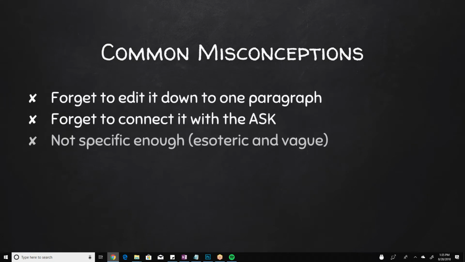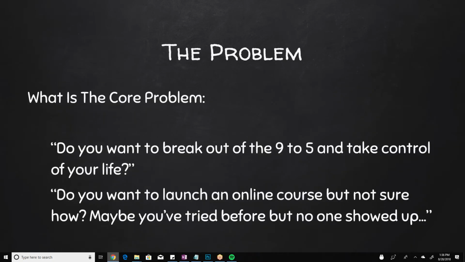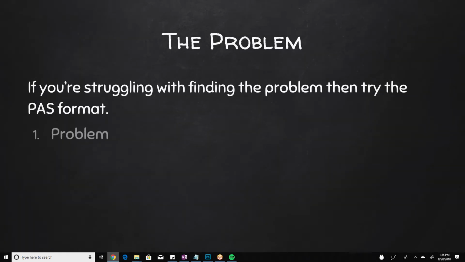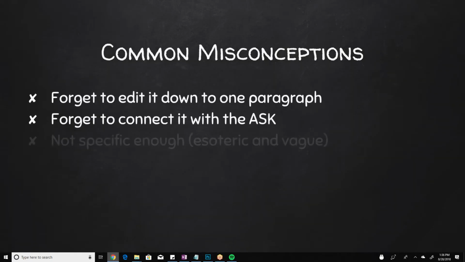You just want to get out there and try to figure out a little bit about what problems could lie for people. The common misconception or mistake that people make is they forget to edit the problem down to one paragraph. So if you remember, my problem's pretty simple. My problem is, do you want to break out of the 9-to-5 and take control of your life? That's the kind of essential problem that I have. Then the other problem I have is, you tried to create a course before, but no one showed up. All right, well, let me show you how. So you've got to edit your problem down to one paragraph.